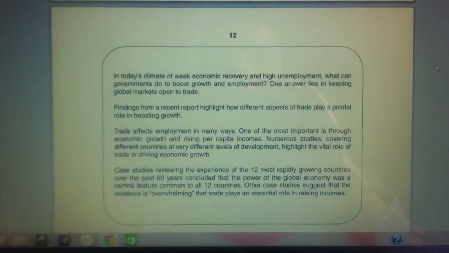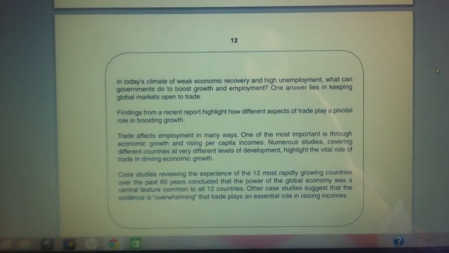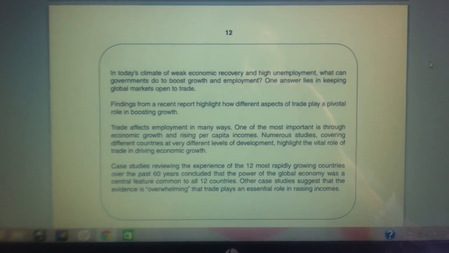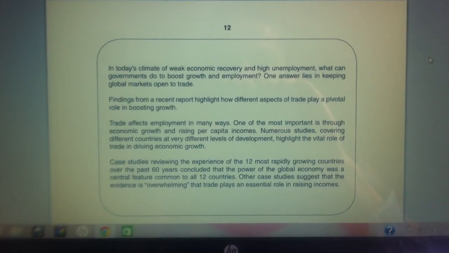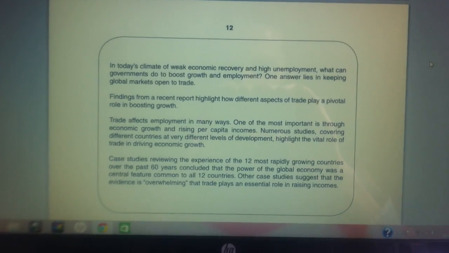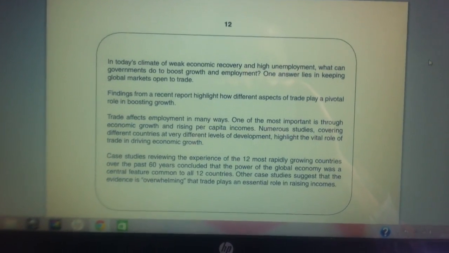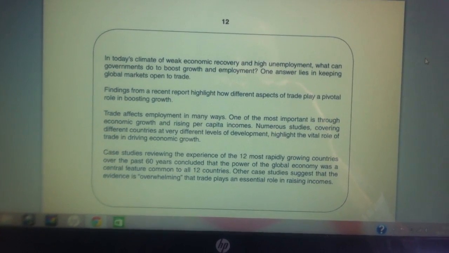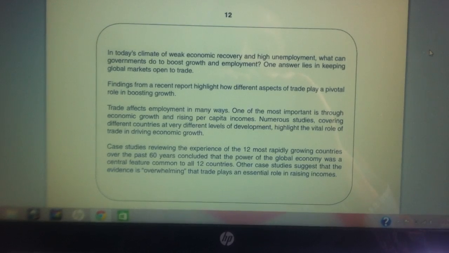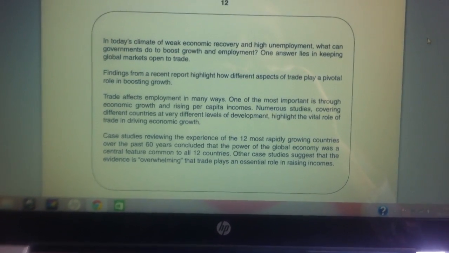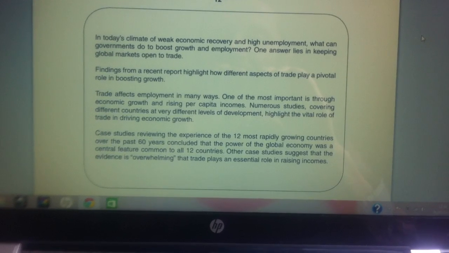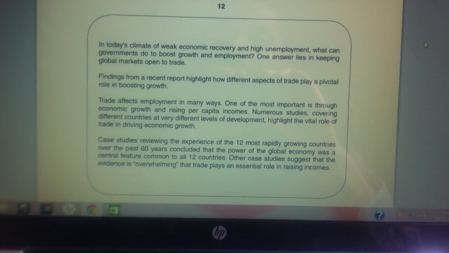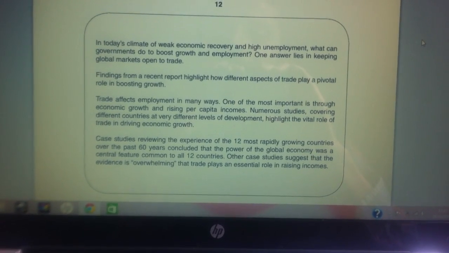The first line here: in today's climate of weak economic recovery and high unemployment, what can governments do to boost growth and employment? One answer lies in keeping global markets open to trade. Trade plays a pivotal role in boosting growth. Trade affects employment in many ways, etc., etc. I think the last paragraph is telling here. Case studies reviewing the experience of the 12 most rapidly growing countries concluded that the power of the global economy was a central feature to all 12 countries.